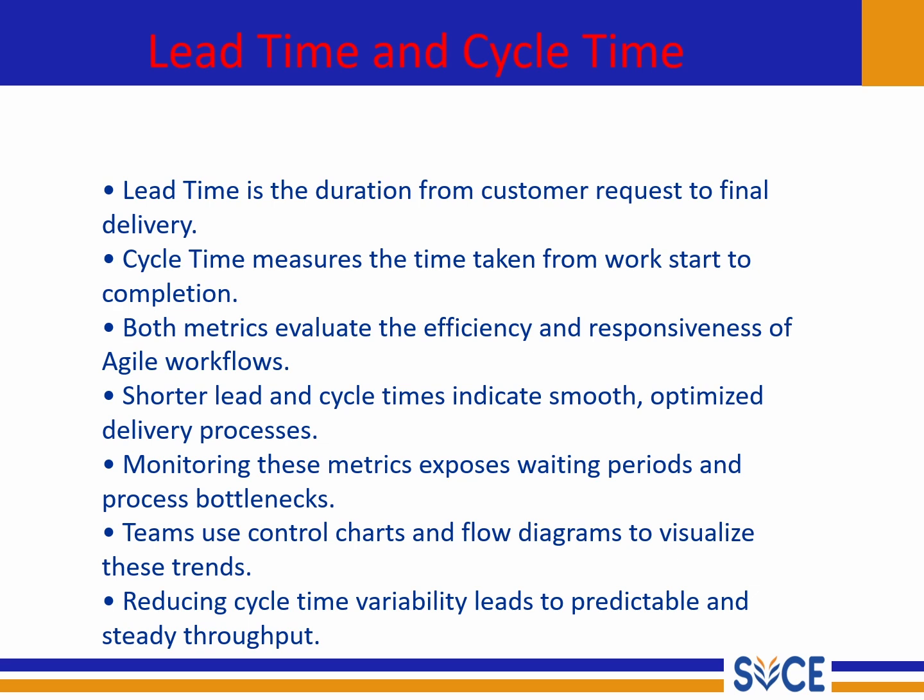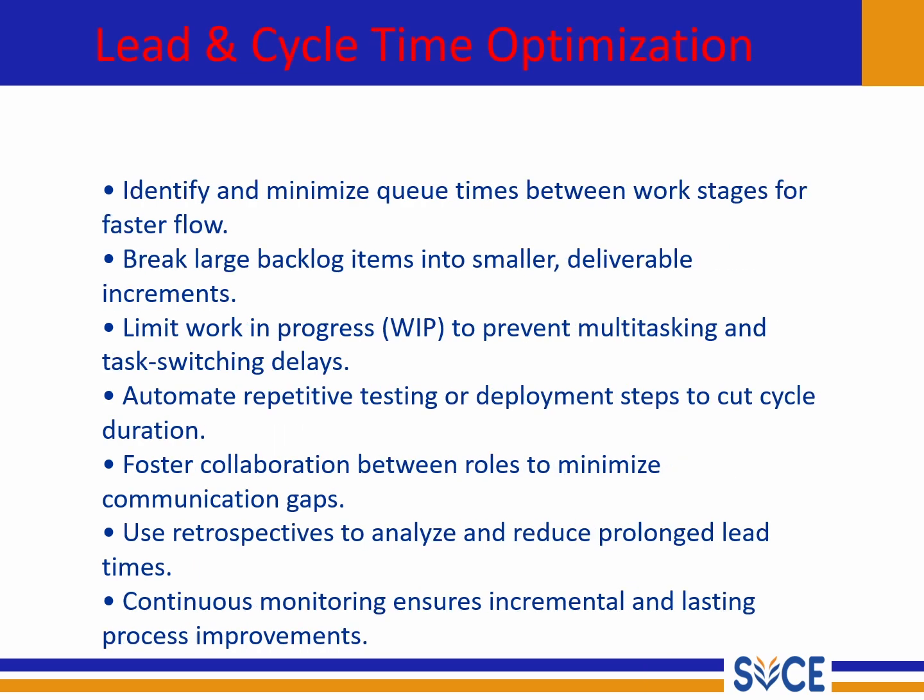Agile teams often use control charts or flow diagrams to visualize these patterns and see how work moves through a system. And finally, when we reduce the variation in cycle time, it leads to steady, predictable delivery, which is exactly what Agile aims for. So overall, lead time tells us about the customer experience, while cycle time tells us the team's efficiency. In the next slide, we will see lead and cycle time optimization.